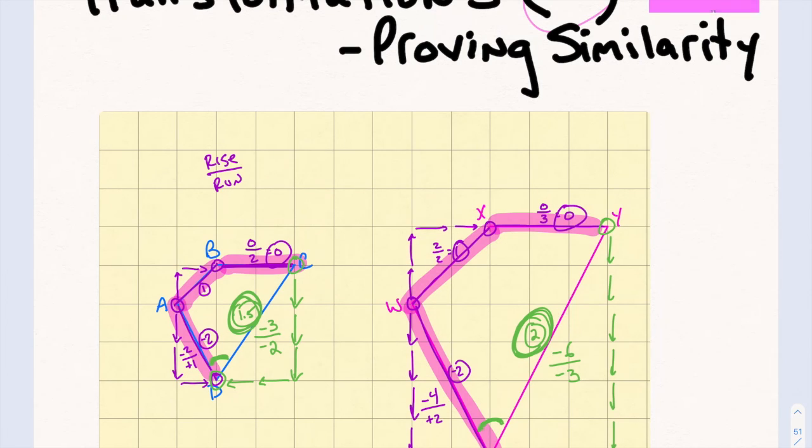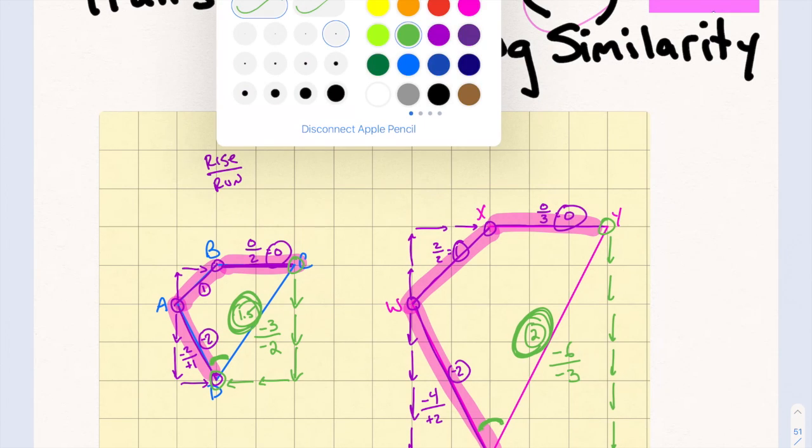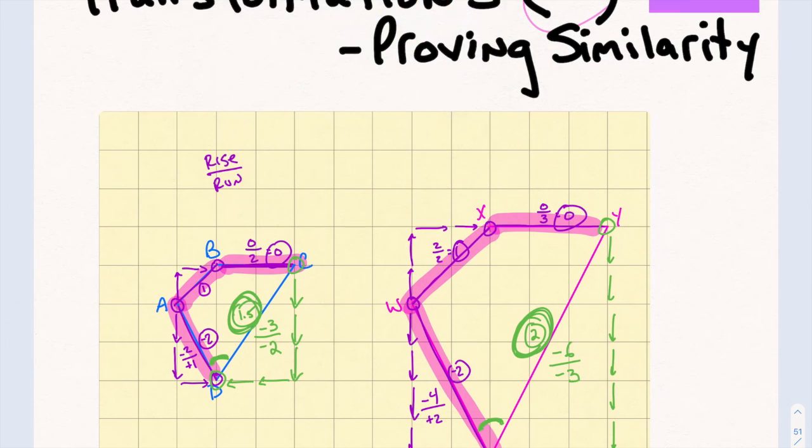So we would say with confidence that the shape A, B, C, D, the shape on the left, and the shape on the right, W, X, Y, and Z, I would say not. Slashing it out because the answer is no. They are not similar because their angles are not the same, and we know that one more time because their slopes are not the same.